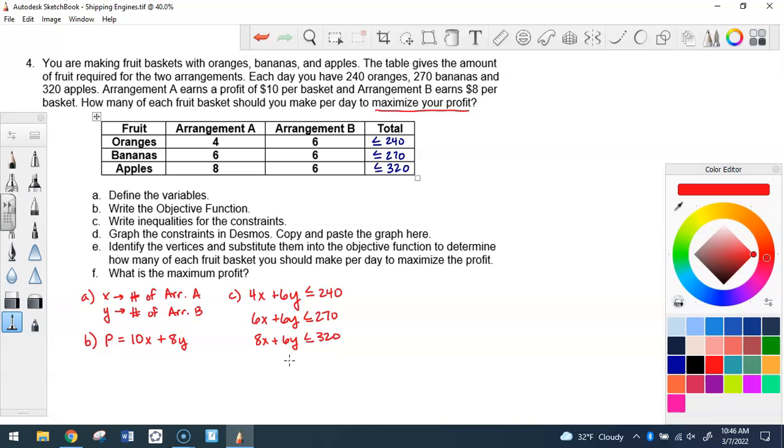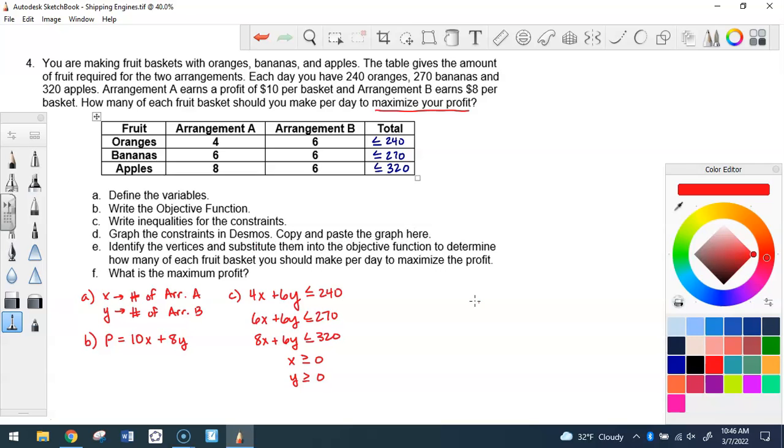And then there's usually a couple other restrictions that say I can't make negative amounts of these variables, right? So the number of baskets I make for arrangement A has to be bigger than or equal to 0. And the number of baskets I make for B has to be bigger than or equal to 0. Just saying I can't make negative basket A's or negative baskets for B. They're either going to be zero or higher. So these are my five constraints. Now, D says graph the constraints in Desmos, copy and paste.